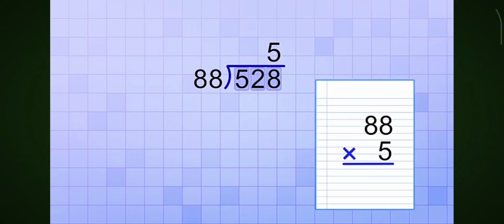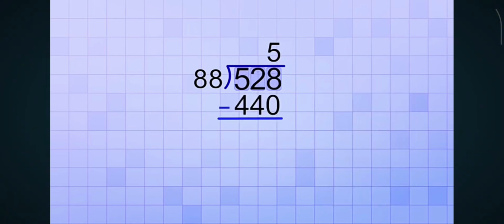To check to see how good that estimate is, we multiply 5 by 88 and then subtract that from 528 to see what the remainder is. Now, 5 times 88 is kind of tricky on its own, so you may want to use scratch paper to work it out. 5 times 88 is 440, and when we subtract 440 from 528, we get a remainder of 88. Looks like our estimate was too low.